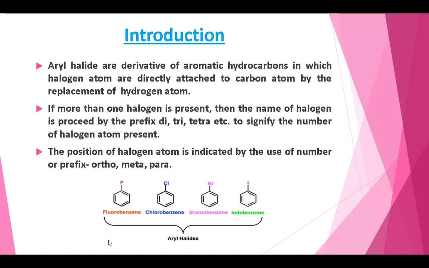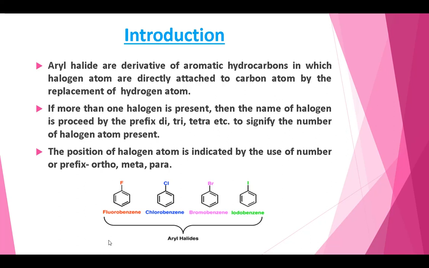Introduction. What is aryl halide? Aryl halides are derivatives of aromatic hydrocarbons, in which halogen atoms are directly attached to carbon atoms, by the replacement of hydrogen atoms. If more than one halogen is present, then the name of halogen is preceded by the prefix di, tri, tetra etc. to signify the number of halogen atoms present. The position of halogen atom is indicated by the use of number or prefix that is ortho, meta, or para.